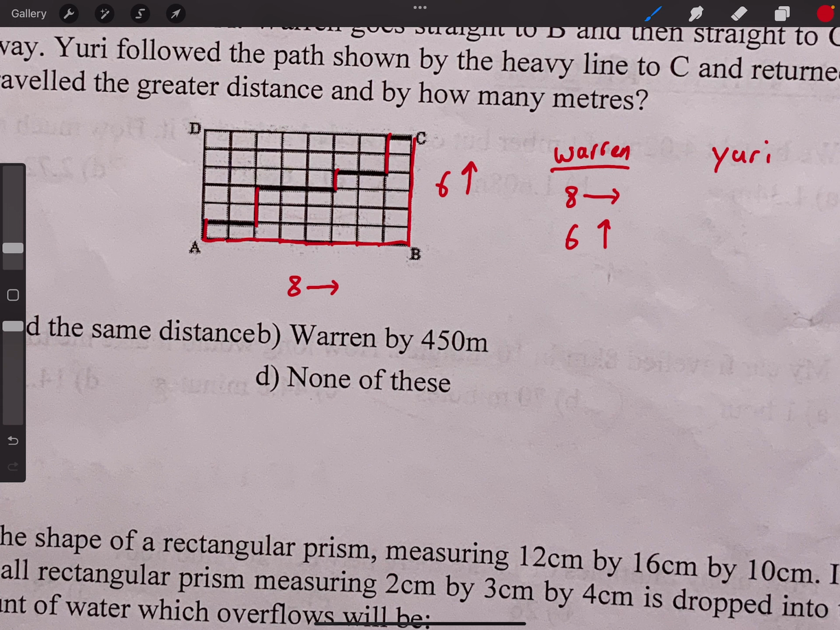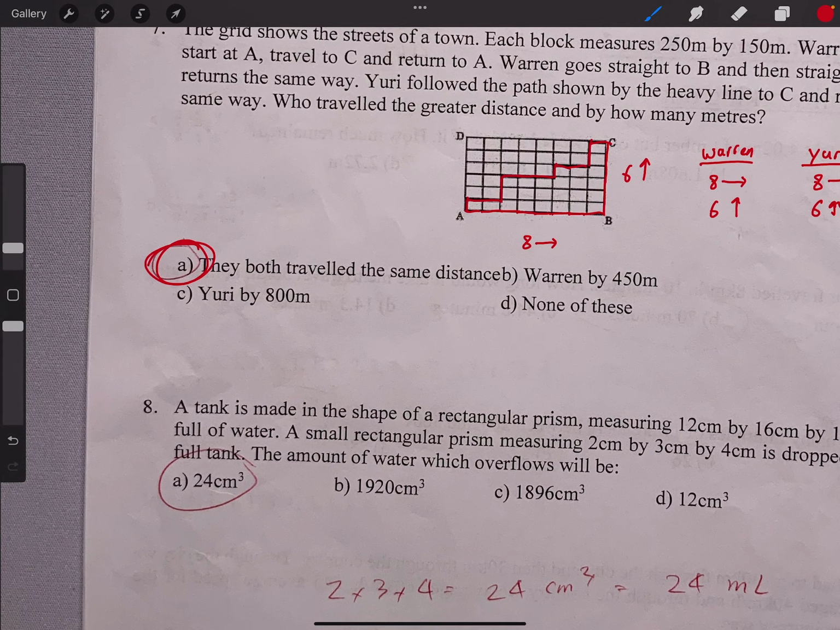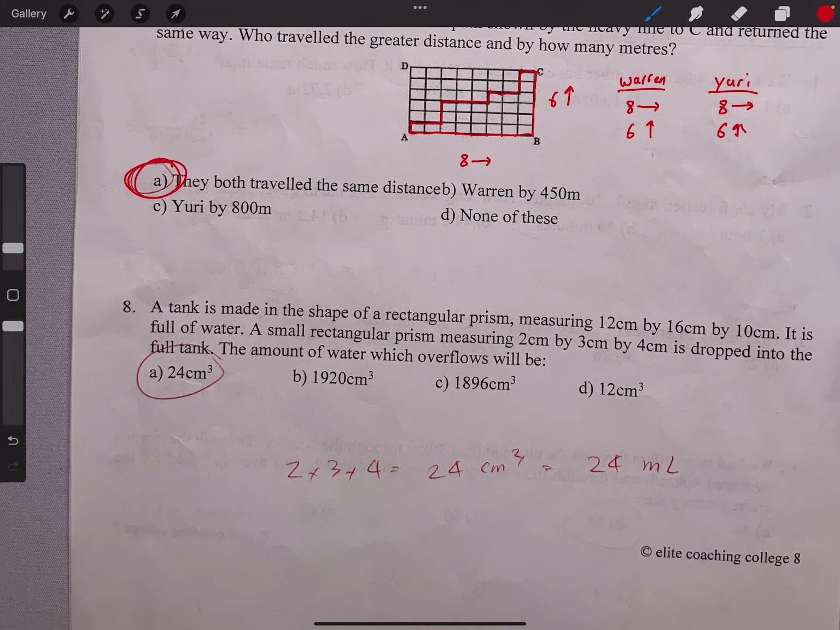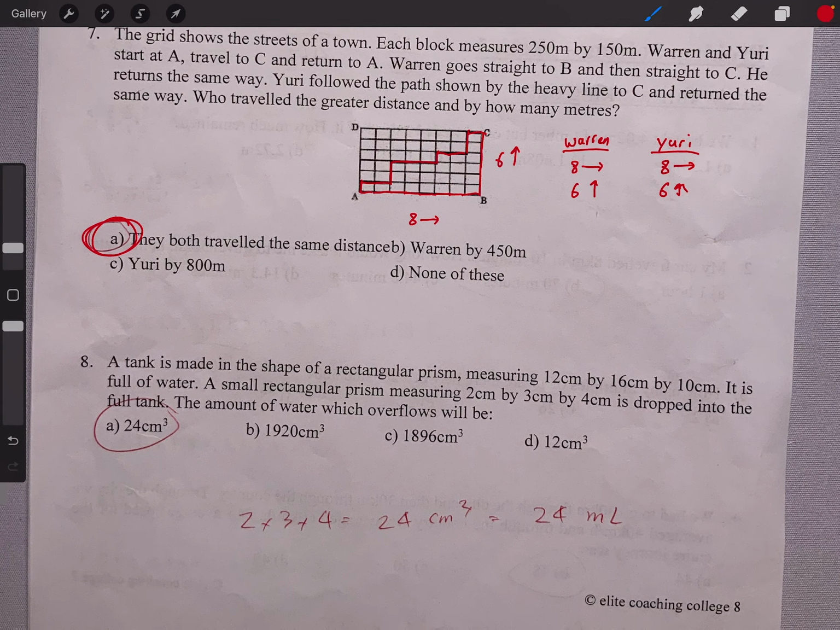Okay, Yuri went 6 blocks up, we just count that out. Now let's see how much he goes to the right. 1, 2, 3, 4, 5, 6, 7, 8. He also goes 8 blocks across. So that means they travel the same distance, right? And even if they travel back, it will be the same distance anyway. So that means they both travel the same distance for this one. Because the question says, who travels the greater distance? Well, none of them. They travel the same distance.